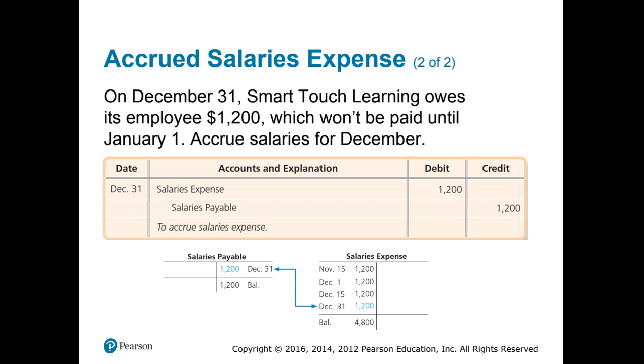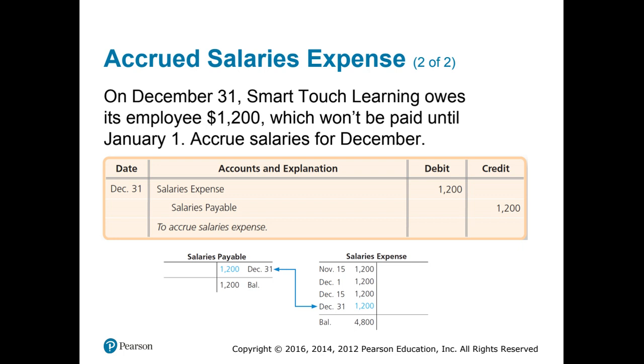So accrued salaries expense. On December 31st, Smart Touch Learning owes its employees $1,200, which won't be paid until January 1st. So we're going to accrue salaries for December. On December 31st, we had the salaries expense of $1,200, but we didn't pay it yet. So we have a salaries payable of $1,200. And that's a liability. We owe it. Sitting on our books, we owe this money.